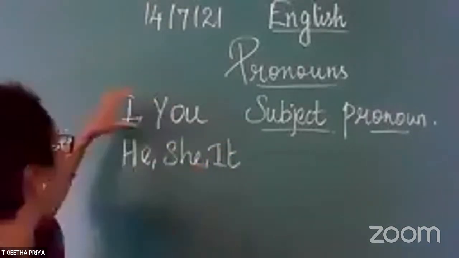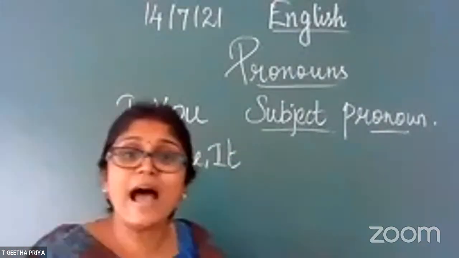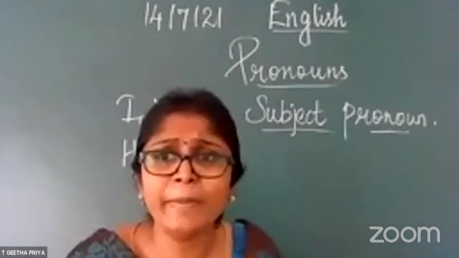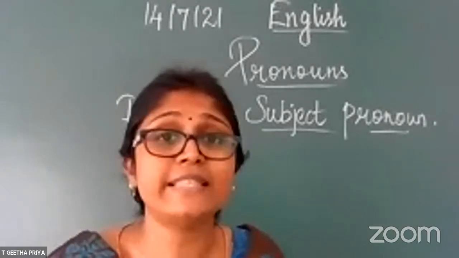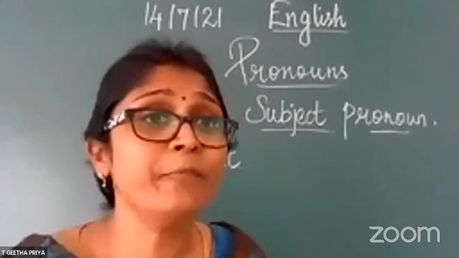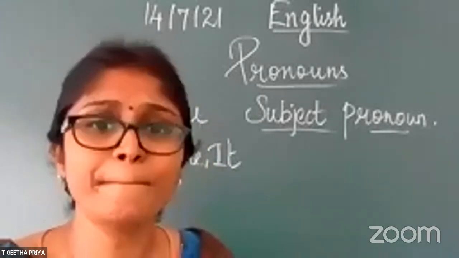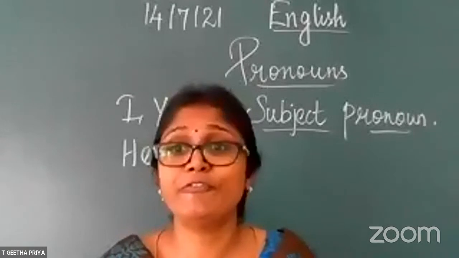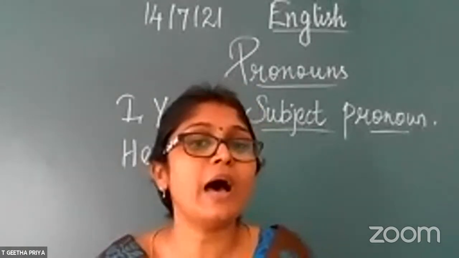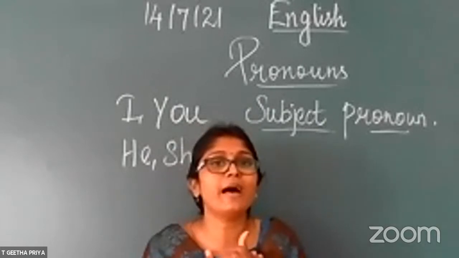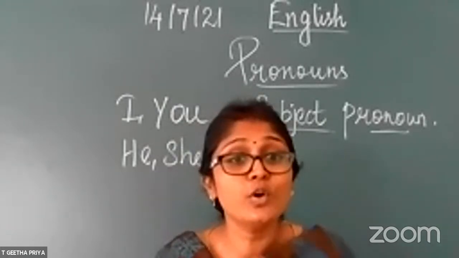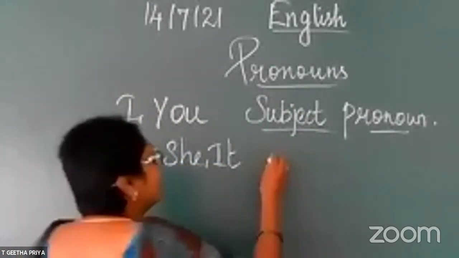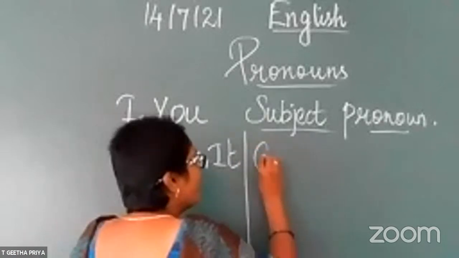Okay, so we all use I in sentences. Am I right? So where do we use this I, children? Can anybody tell me where we use I in the sentence? Yes, Rishmika? Myself, ma'am. Very good, Rishmika. When we talk about ourselves, we use the pronoun I instead of the naming word. For example, you take my name.